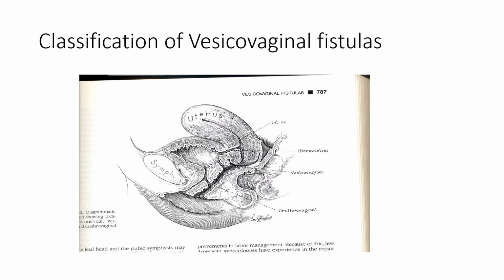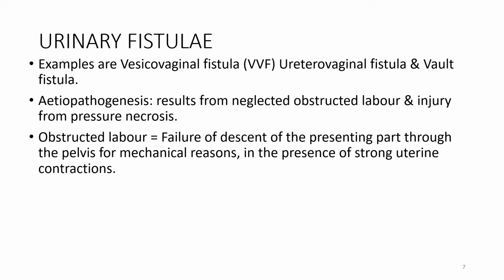So classification is just a picture. You can see the vesicouterine fistula, which is the connection between the uterus and urinary bladder. You can then see a vesicovaginal fistula, connection between the vagina and urinary bladder. And you can see a ureterovaginal fistula, that is between the ureter and the vagina. Okay, this is just anatomical classification.